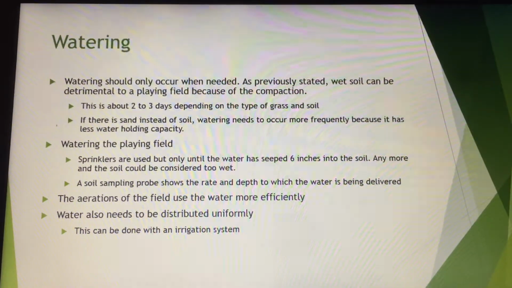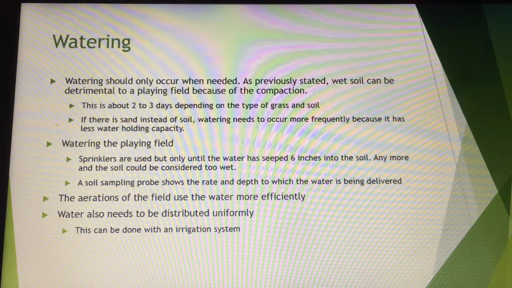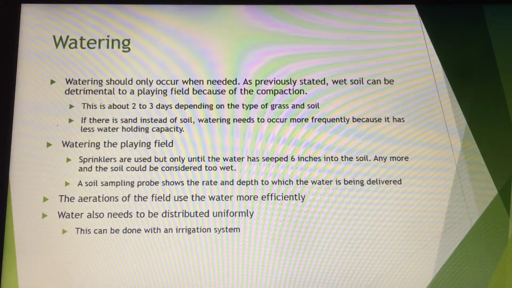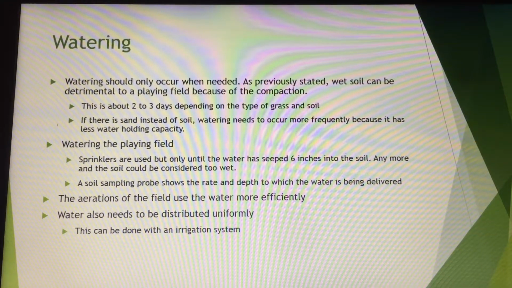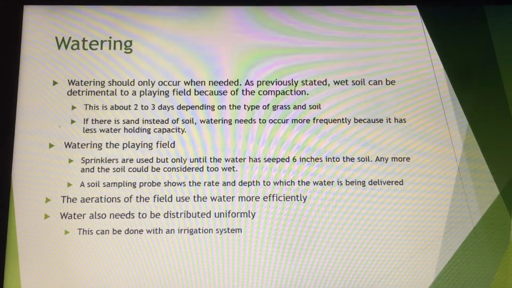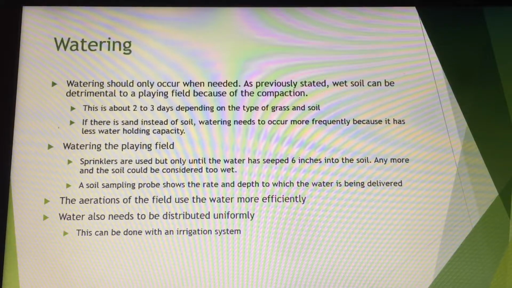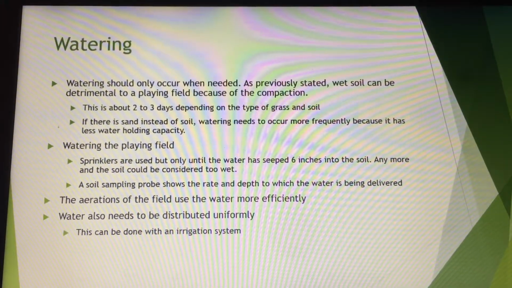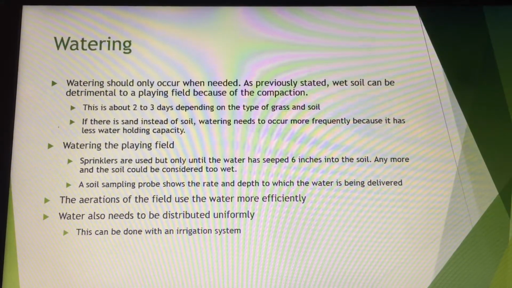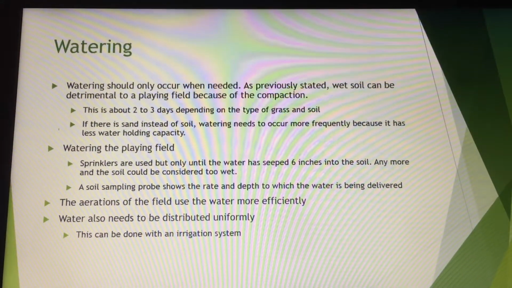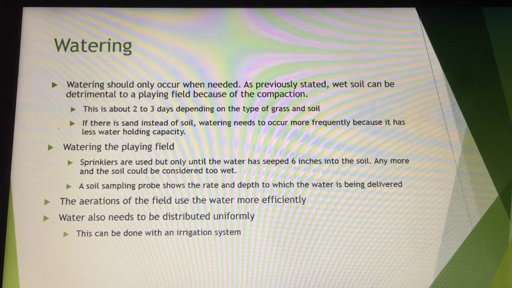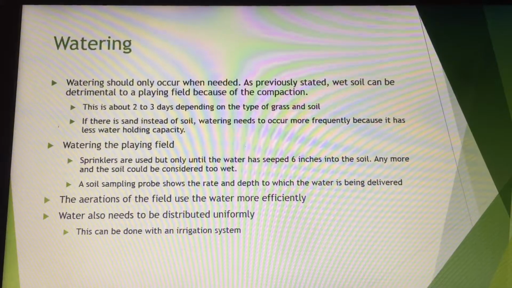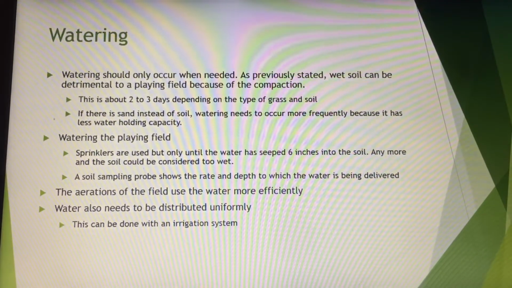Watering should only occur when needed. As previously stated, wet soil can be detrimental to a playing field because of the compaction. You want to water every 2 to 3 days, depending on the type of grass and what kind of soil is underneath your grass. If there is sand instead of your clay, silt type, watering needs to occur more frequently because it has less water holding capacity.